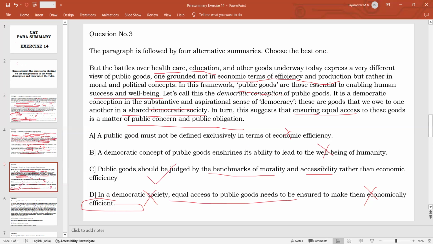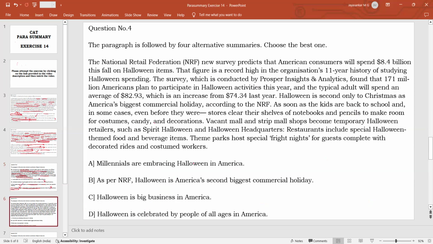So these kinds of questions are going to be confusing for you. So you need to understand and focus on the main idea as well as the supplementary ideas. Once you understand this, the answers become very clear. Now go to question number 4.